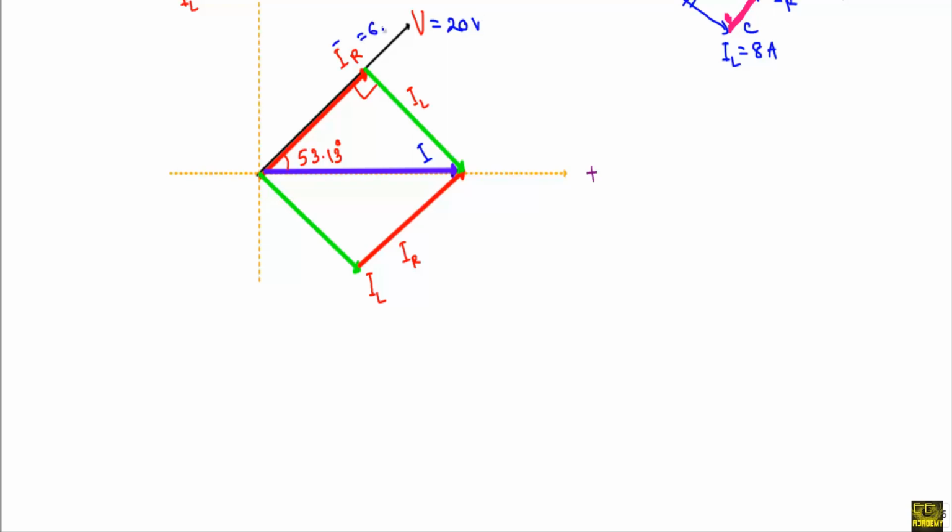IR phasor whose magnitude will be 6 ampere, and I will denote that with OA. This green line will indicate OC, or IL current phasor whose magnitude will be 8 ampere. This will create minus 36.87 degree. And if I want to draw an equal vector of this OA, I can draw it like this. From this point to this point, I will get CB.